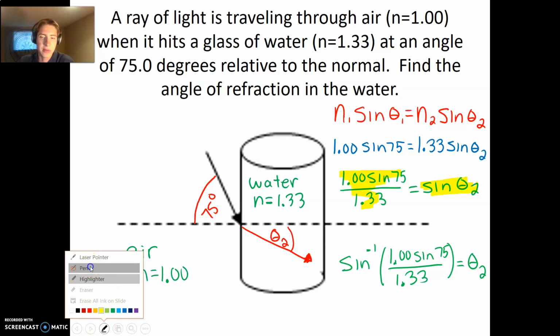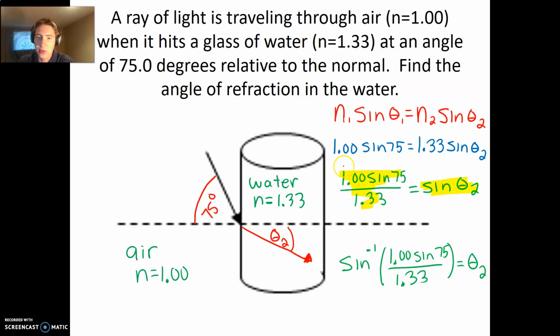And so I'm just going to take out the pen right here. If we take the inverse sine of both sides, we're taking the sine to the minus 1 of both sides. The inverse sine of sine will just give us that theta. And so we have theta 2 is equal to inverse sine of 1 times sine of 75 over 1.33. And hopefully you got that when you were working on this problem earlier. So that's how you solve this problem.